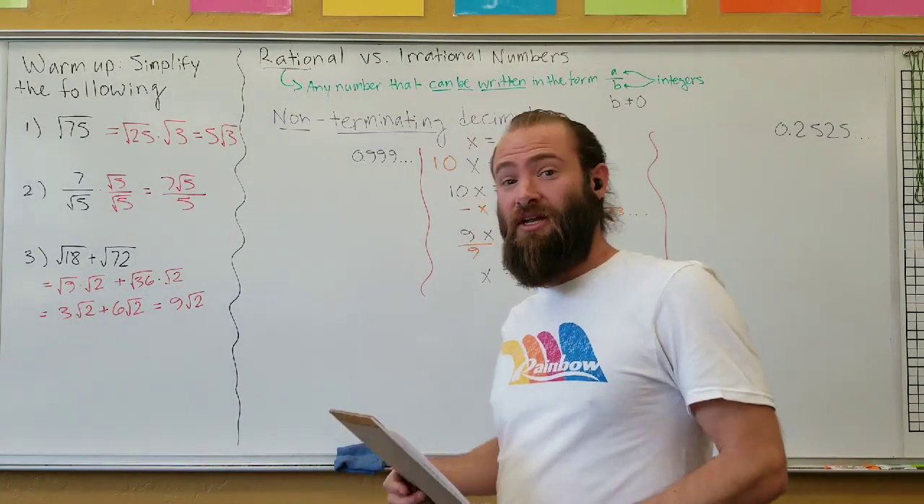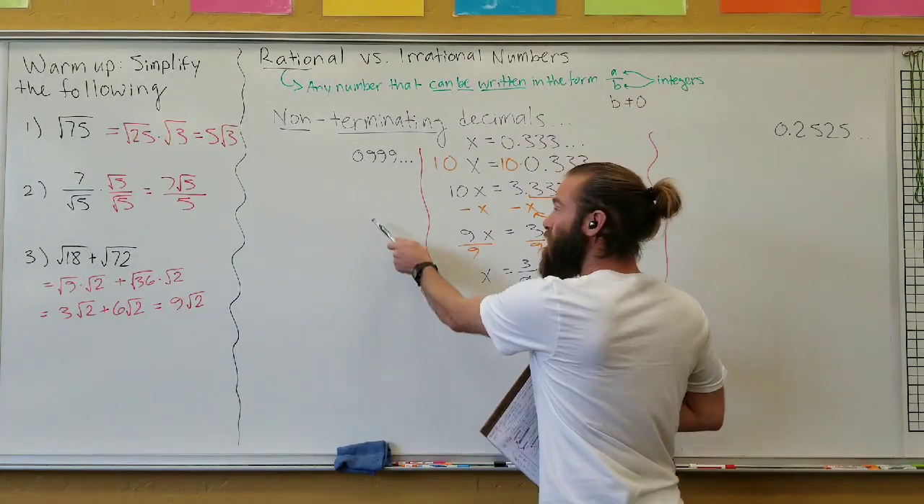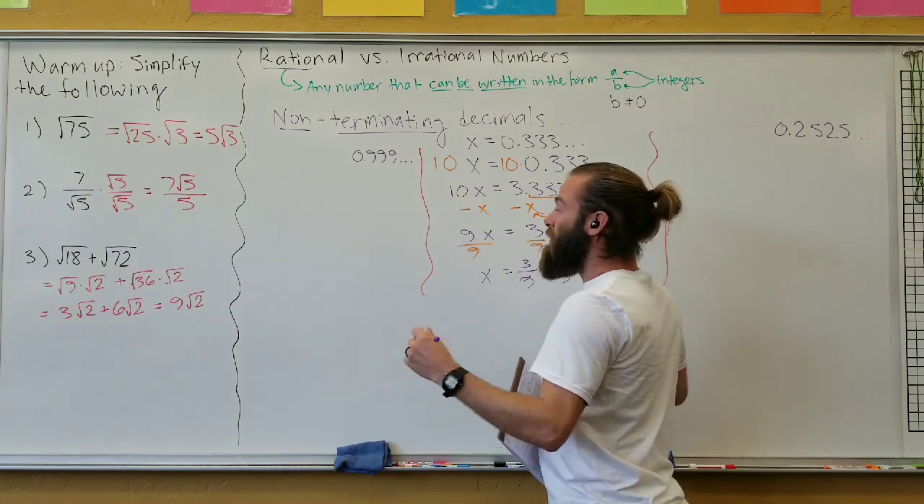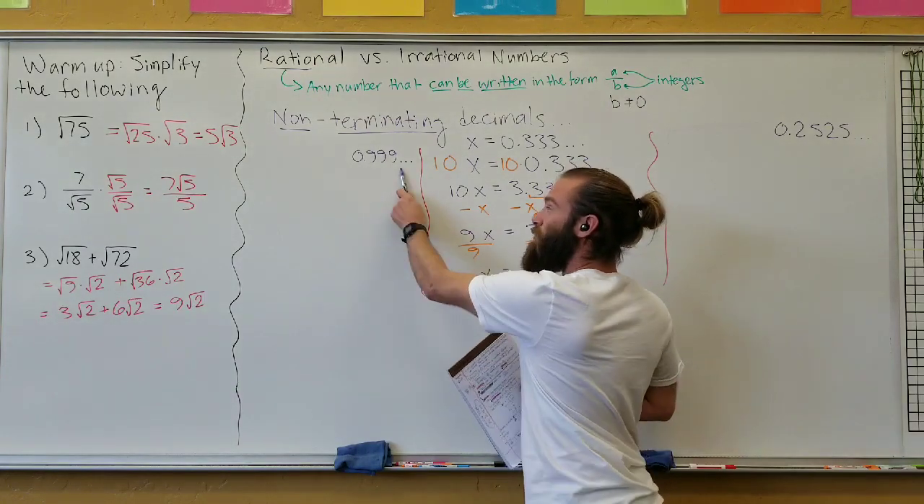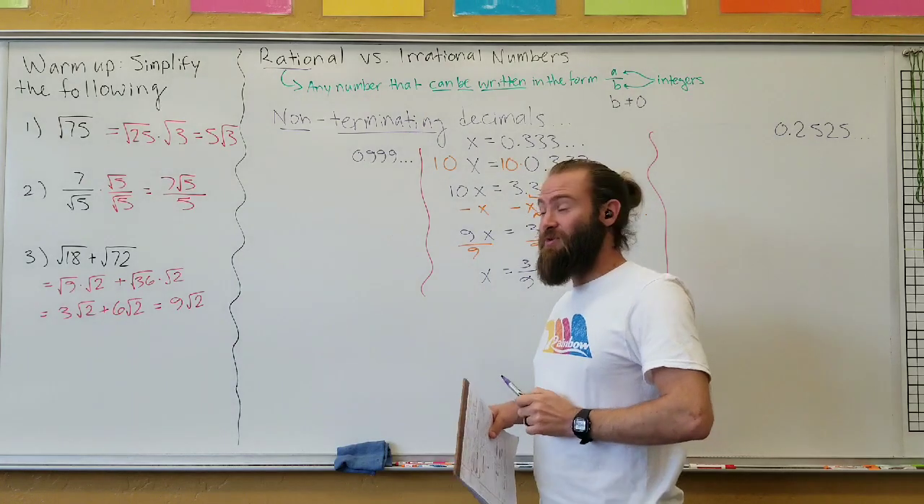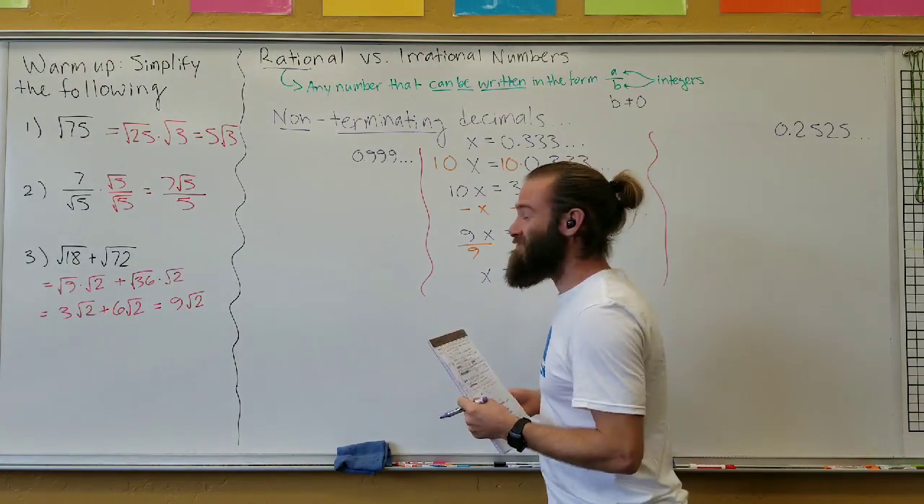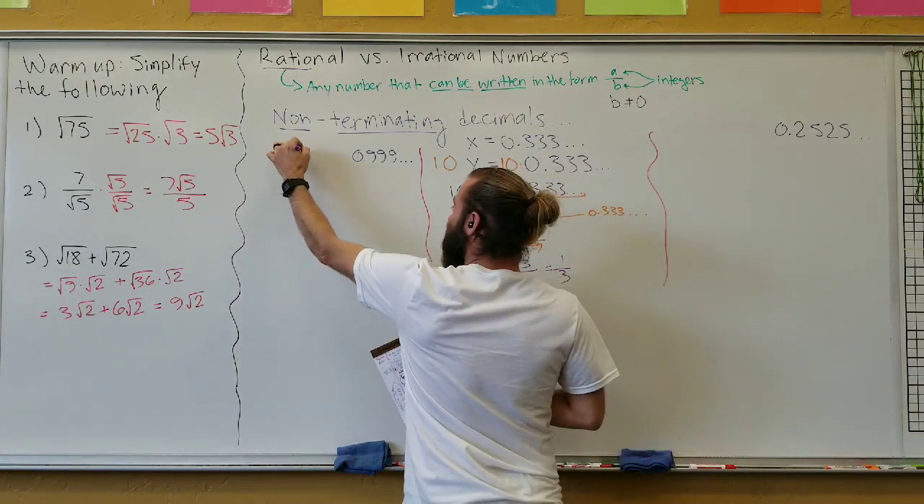Okay, so let's look at a couple more examples of this process. We'll start with this one over here. So we're going to start with the number 0.999 forever. This one's going to turn out to be a little interesting, actually. Let's try it.